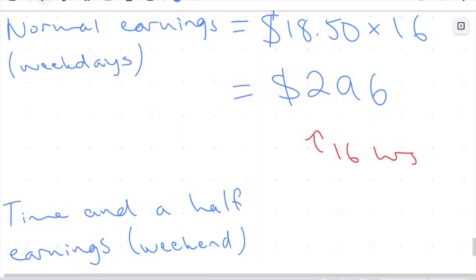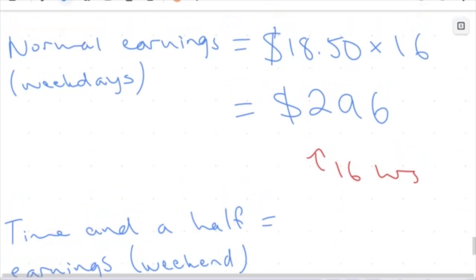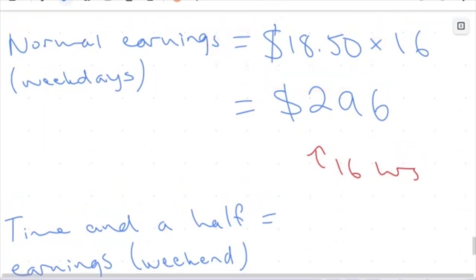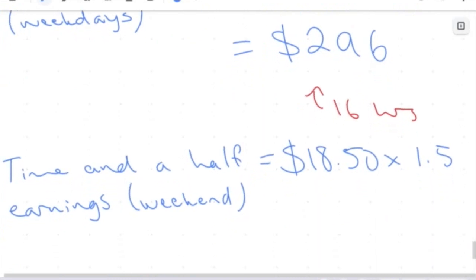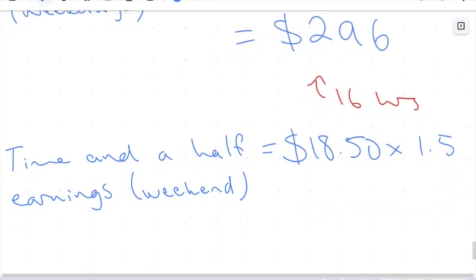Weekend hours you've worked. So you've worked 6 hours on the weekend. Remember, for time and a half, that means whatever we make for the hour, $18.50, we're going to multiply that by 1.5. So we're going to go $18.50 times 1.5. So this is our new rate. Let's actually write that down underneath it.